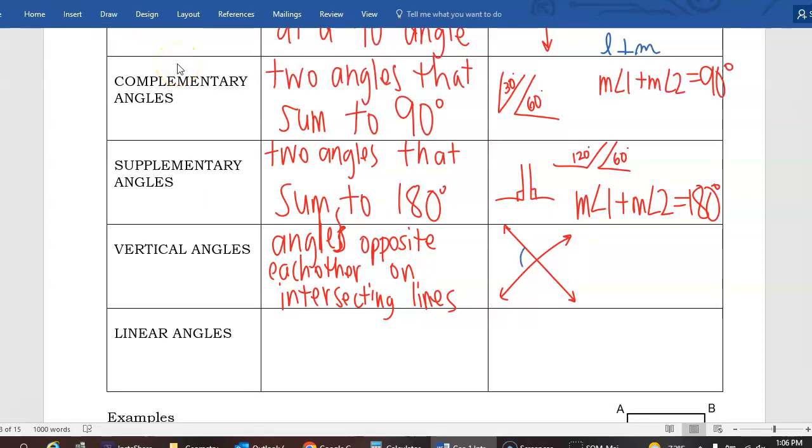And when I say angles opposite each other, I would mean this angle on the left side and this angle on the right side. Those two angles are vertical. I'd have a different set of vertical angles right here and right here. Okay, so the blue to blue, those are vertical. The green to green, those are vertical. So I'm going to say 1 and 2. Angle 1 and angle 2 are vertical angles.